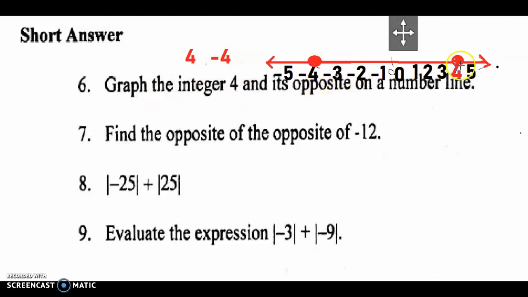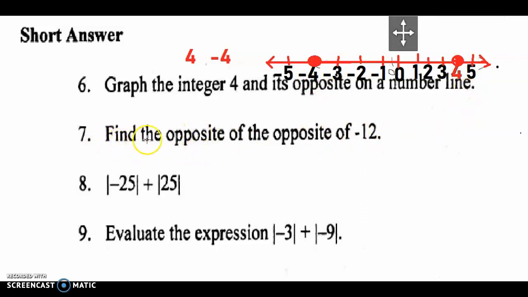You're just putting it on a number line. So I have 4 and negative 4. That's how I do my thing. You can make sure you have your little tallies too. It's kind of hard to do on the computer. Luckily you guys have paper and pencil, so it might be easier for you guys.